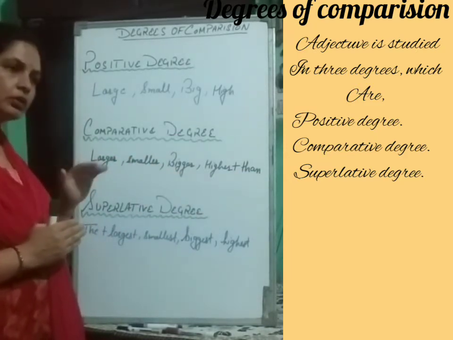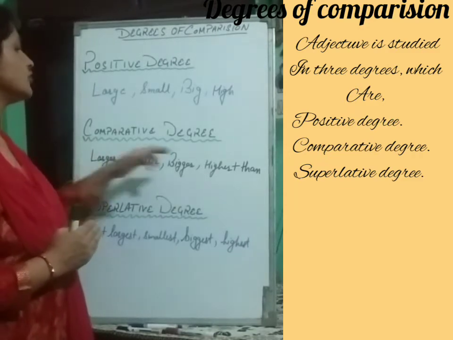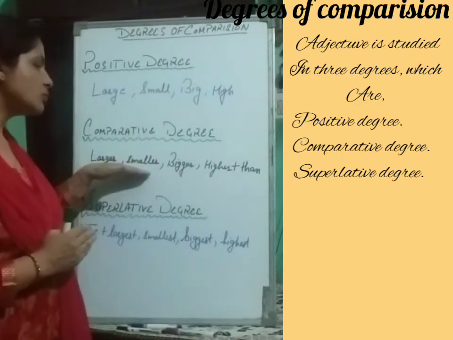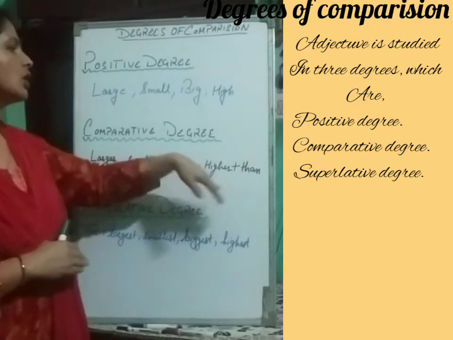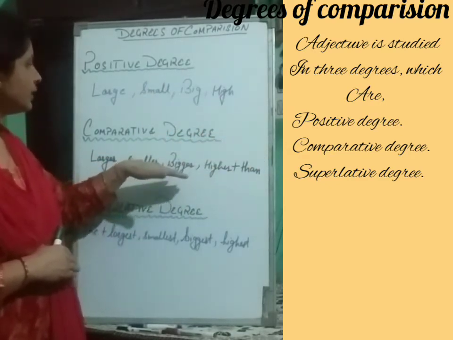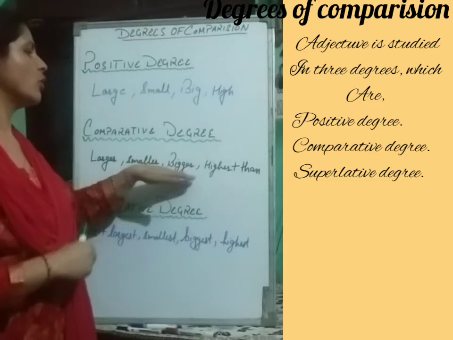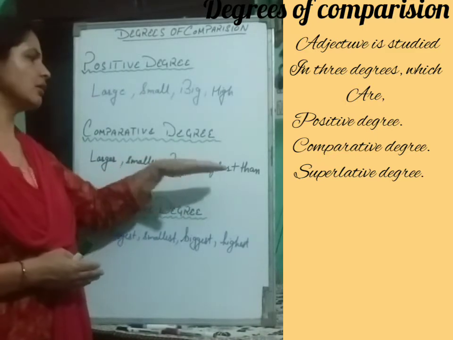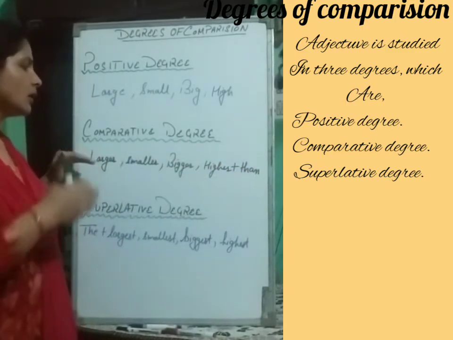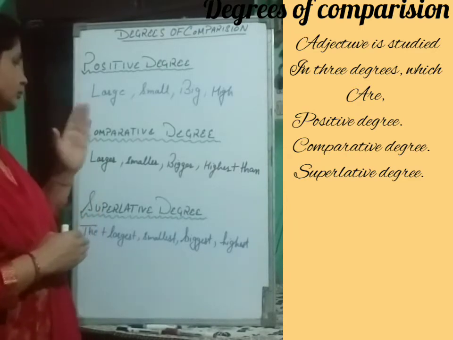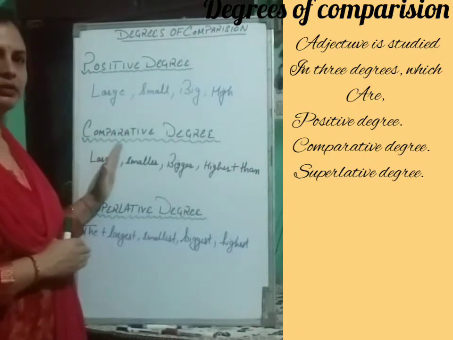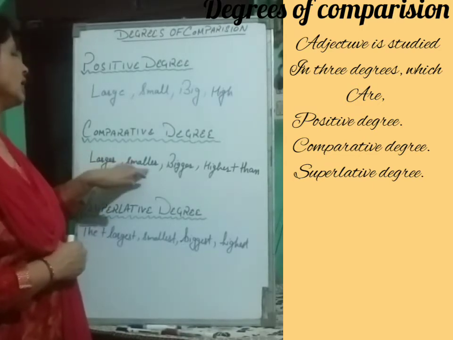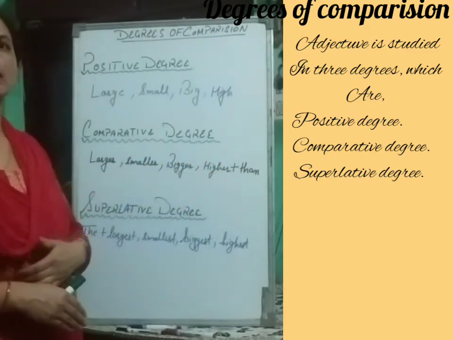So how are we going to read it? Like larger than. This building is larger than that building. This house is smaller than that house. This box is bigger than that box. This mountain is higher than that mountain. So here we are making comparison, children. In comparative degree, we add a suffix to these adjectives. As you can see here, we have added er while doing comparison.